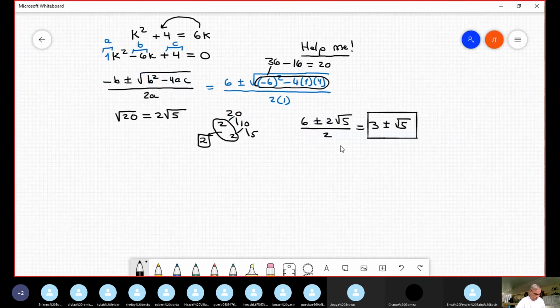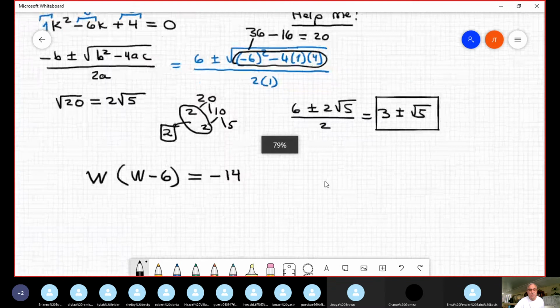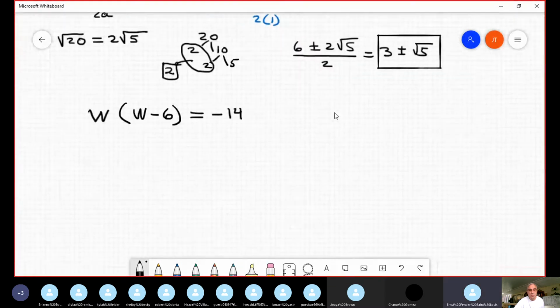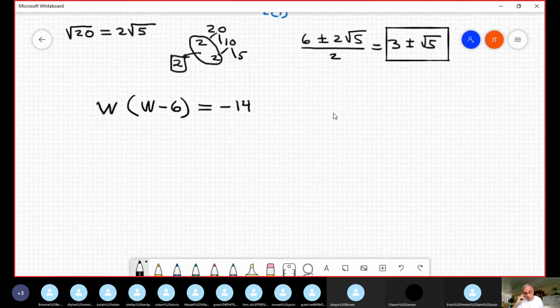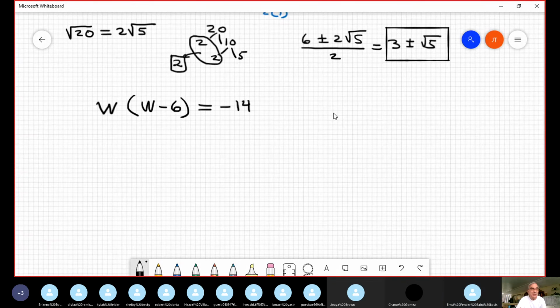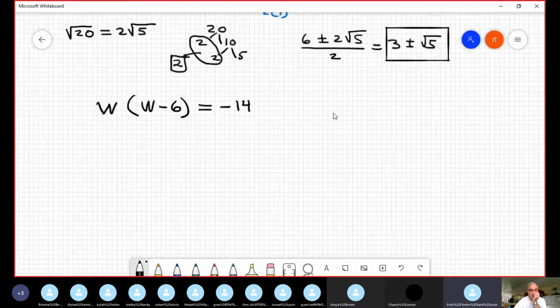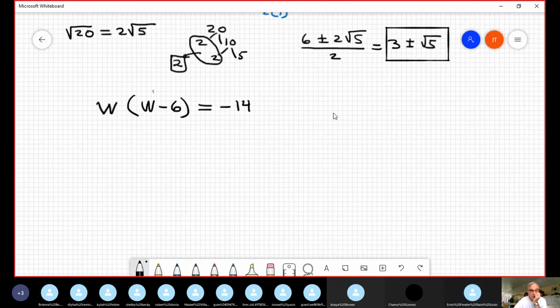Okay, that was easy. I want to complicate this more. Look: w times (w minus 6) equals negative 14, sorry. Is it a quadratic equation, yes or no? Yes. It's not yet expressed in standard form, so what should I do? Factorization or multiplication? Multiplication.